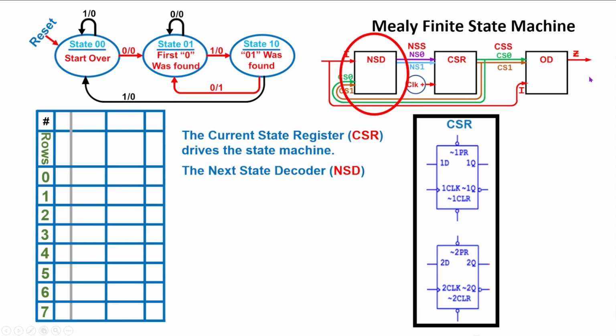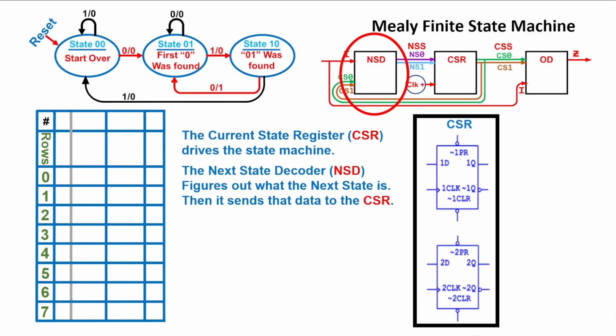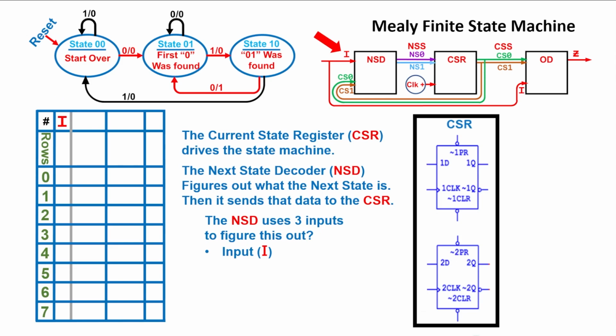I want to point out again, although I've probably done it many times in the previous video, to make the next state decoder, we need 3 inputs. We're going to need the regular stream of numbers input, then we're going to need inputs from CS0 and also from CS1. So the next state decoder figures out what the next state is, and this machine, when it's done, will tell itself where to go next. So then it sends that data to the CSR, the current state register. So again, the NSD needs 3 inputs, the input I.